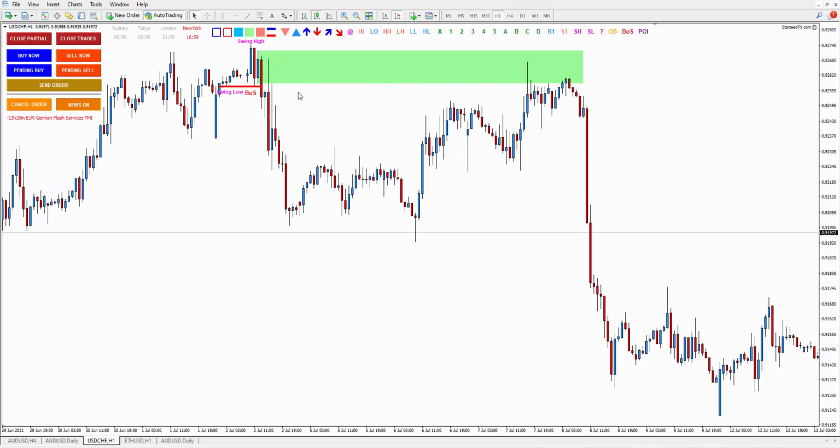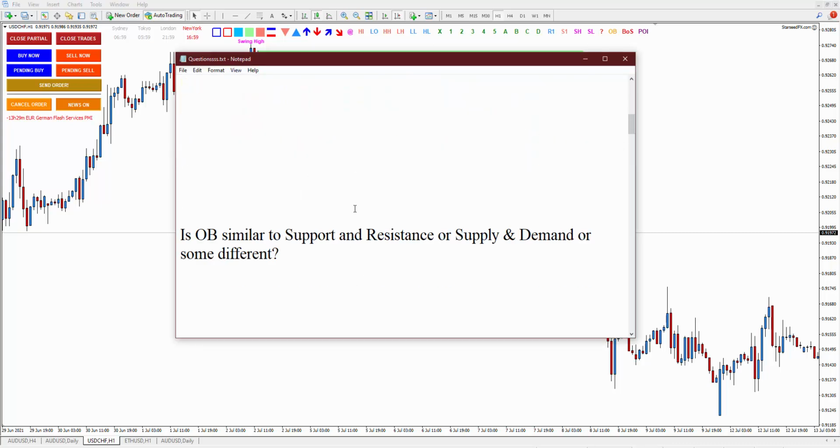It cannot be touched at all. You see like the gap, it can't be filled at all. It just depends on the market. I just look at how the market reacts to every single order block. Alright, now the second question.